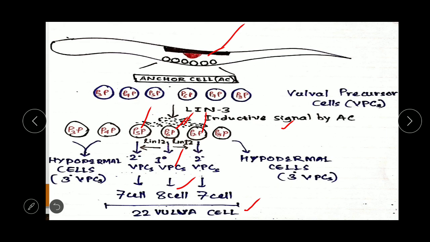And here you can see P3.p and P4.p, the 2 cells that are distant from the anchor cell, and P8.p. These 3 cells are the most distant from the anchor cell, and they are not receiving any LIN-3 signal. That's why they will become hypodermal cells, and they are called the tertiary vulval patterning lineage, or 3 degree vulval cells, and they will become normal hypodermal cells.